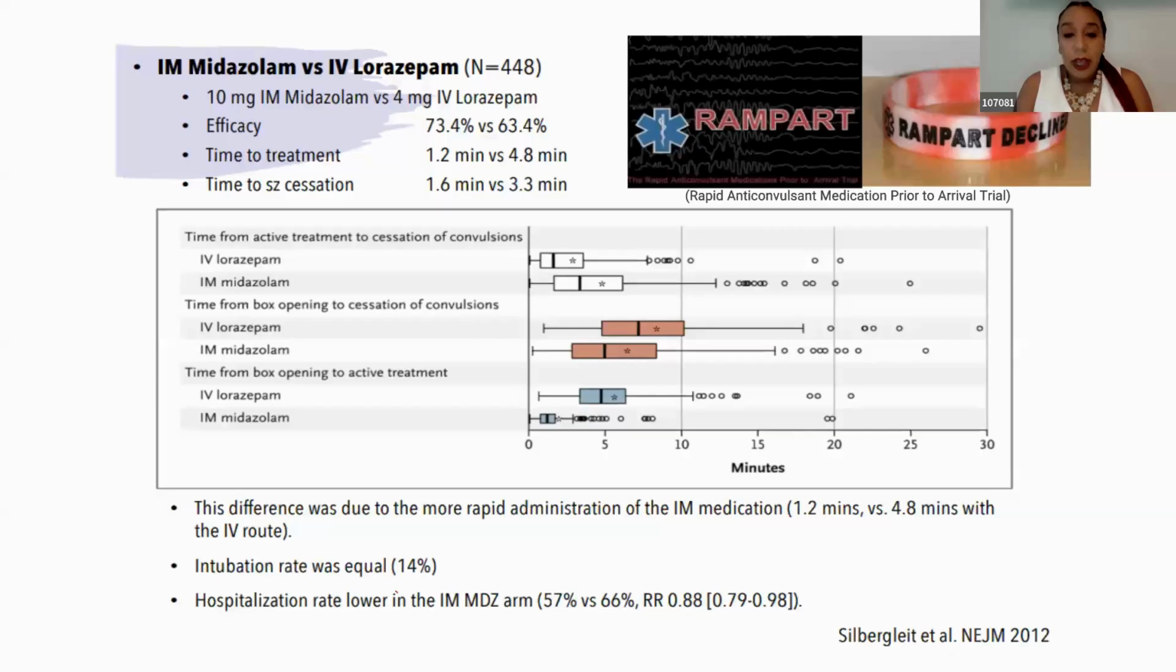It's just how quickly they can administer it. They can administer IM medication at 1.2 minutes versus the IV, which they would have to pull the syringe and things like that. That would have taken 4.8 minutes. So another great study to show early administration is better.